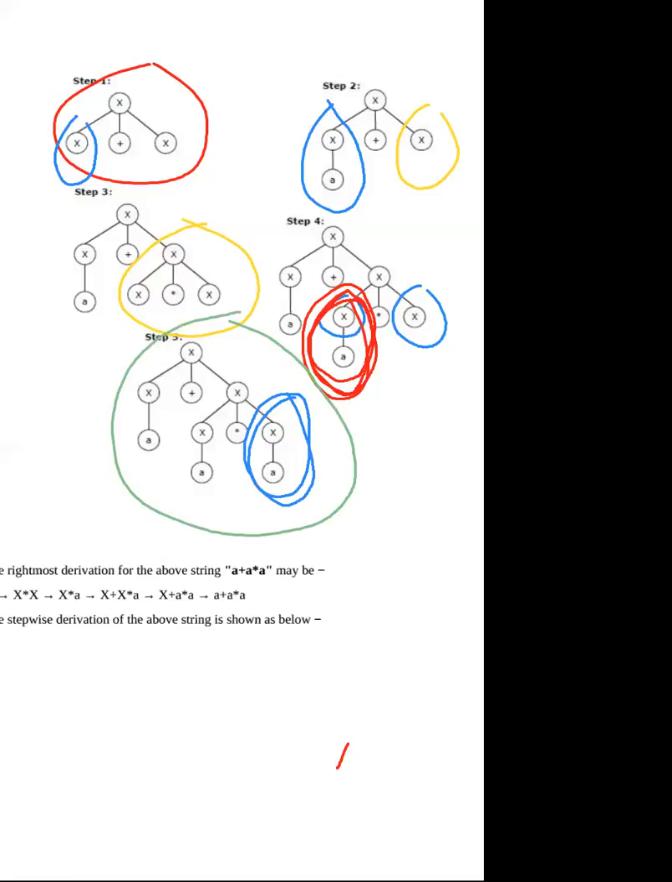All of you understood? Just by following your steps, draw the tree. That is the derivation tree. Try to represent your steps through a tree. That will be the derivation tree for your leftmost derivation. Okay, all of you?